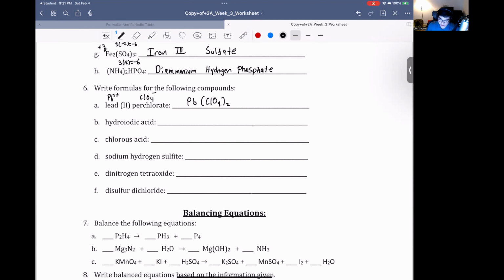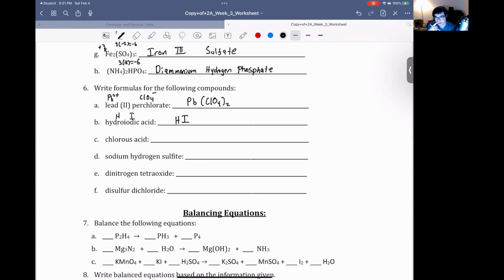All right, next we have hydroiodic acid, right? This is just hydrogen. The iodine is the iodic part. This is HI, right? This is going to be one of the strong acids you should remember. So hydrochloric, hydrobromic, hydroiodic.